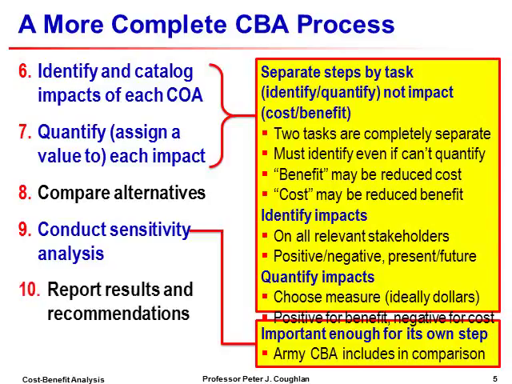So again, I ended up with 10 steps instead of 8. I've added a step, which was identifying the appropriate stakeholders. I added a step, which is conducting sensitivity analysis, although it's not really new. I took it out of the step of comparing alternatives. And then I changed the middle steps. Instead of separating the steps by whether it's competitive cost analysis and benefit analysis, separate it by the task. Identify the impacts, quantify the impacts.